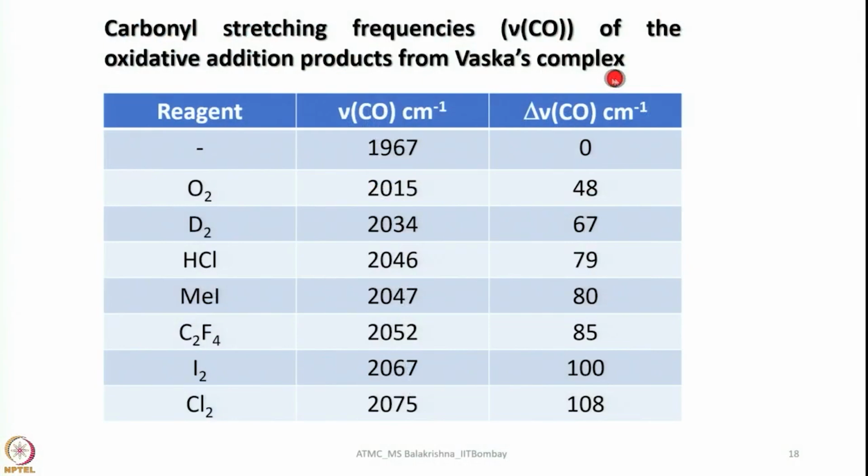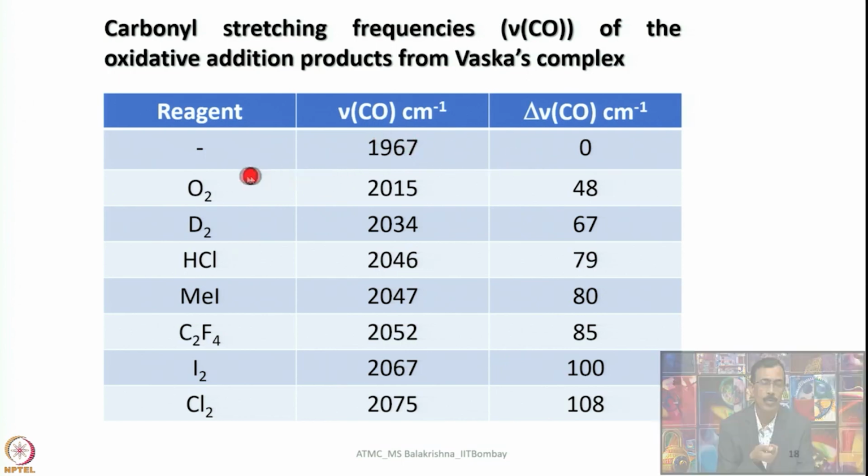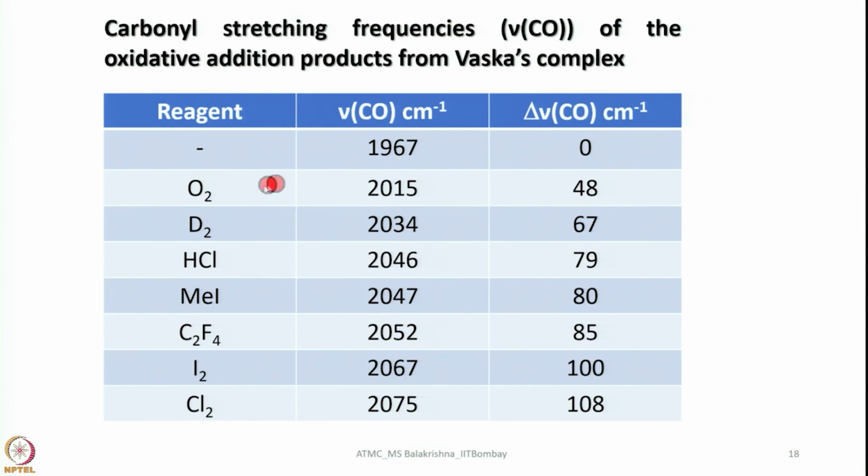Now I have given another interesting data here. This is about Vaska's compound, which is undergoing oxidative addition with various substrate molecules here, and of course the stretching frequency I have given in the first one is for the neutral starting compound, that is a typical rhodium chlorocarbonyl bis(triphenylphosphine) compound, that is Vaska's compound. For that one the stretching frequency for CO appears at 1967, and after performing oxidative addition, in case of oxygen it changes to 2015.